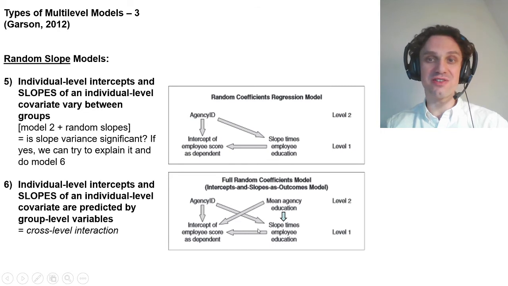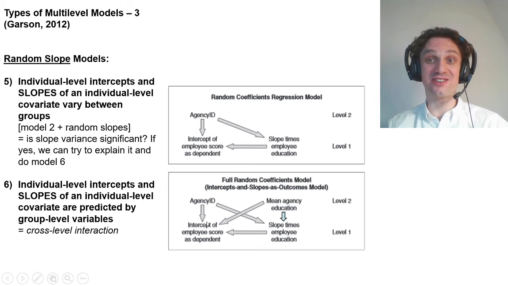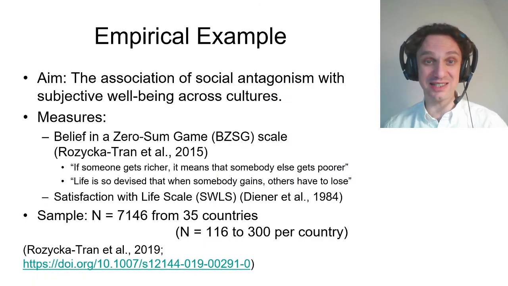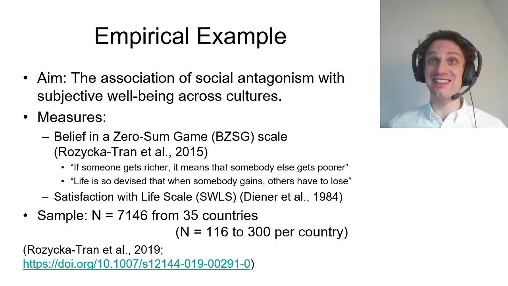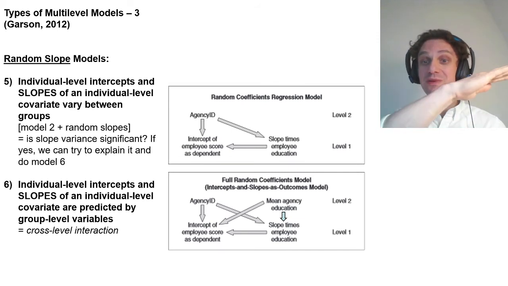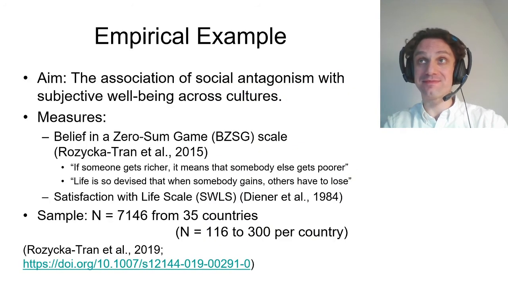And then you can also try predicting this slope with some other variables, like for example mean education in a country. And if you get this prediction, this is called a cross-level interaction. So I will not go into technical details because it's not so easy to estimate these models in SPSS. I will just show an empirical example to give you an idea of what cross-level interaction is. So an example of this most complicated model 6, when we try to predict the slope of association with some kind of level 2 variable.